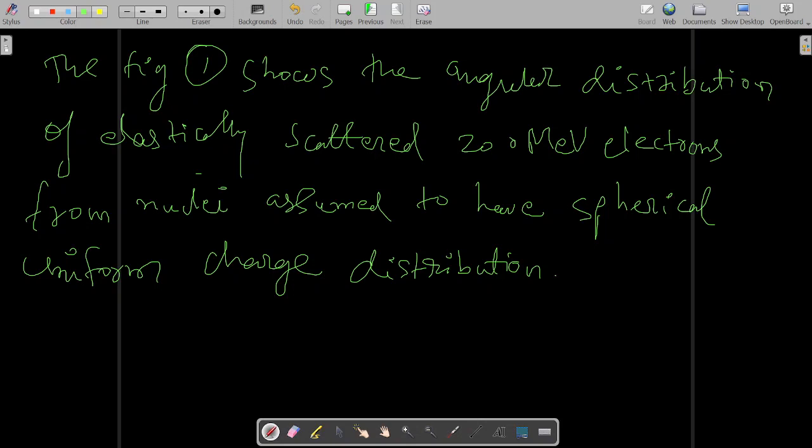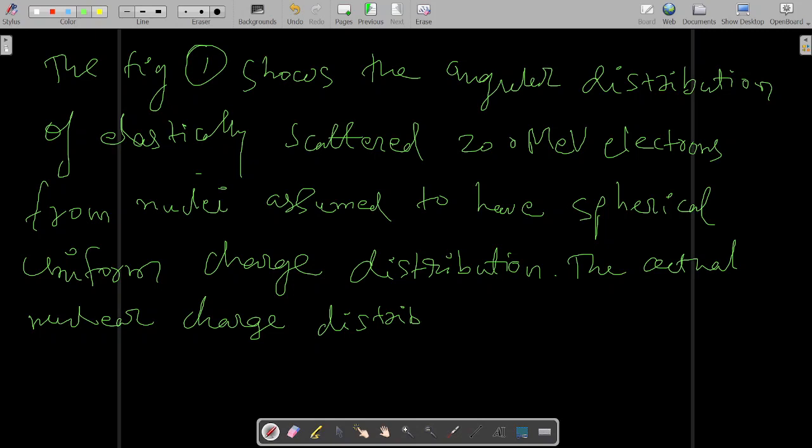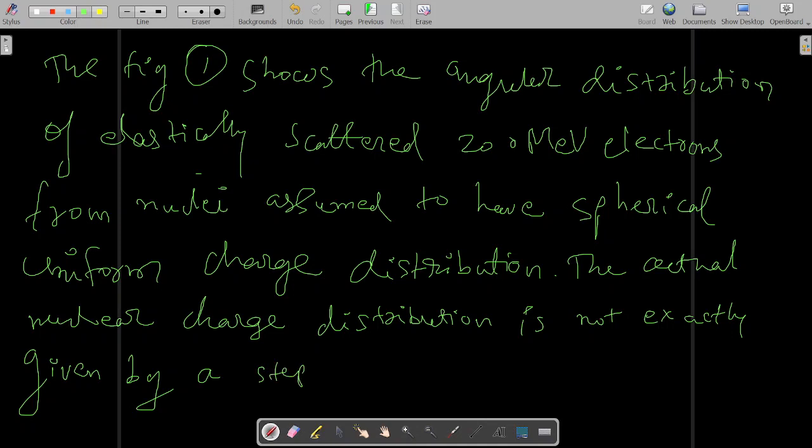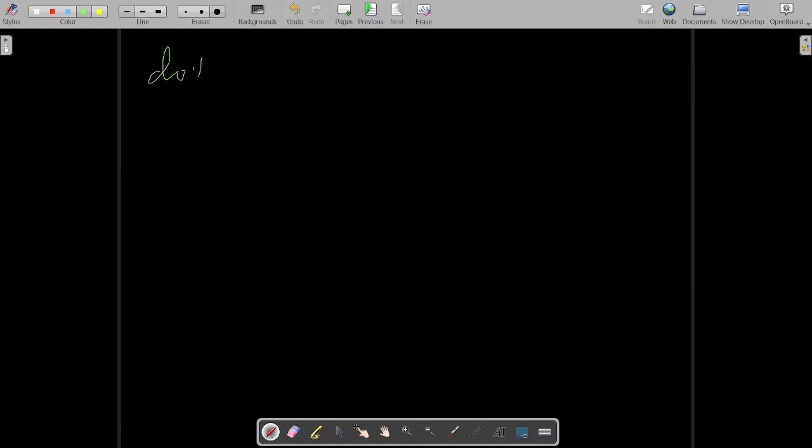The actual nuclear charge distribution is not exactly given by a step function, but is shown by the dotted line in figure 2.